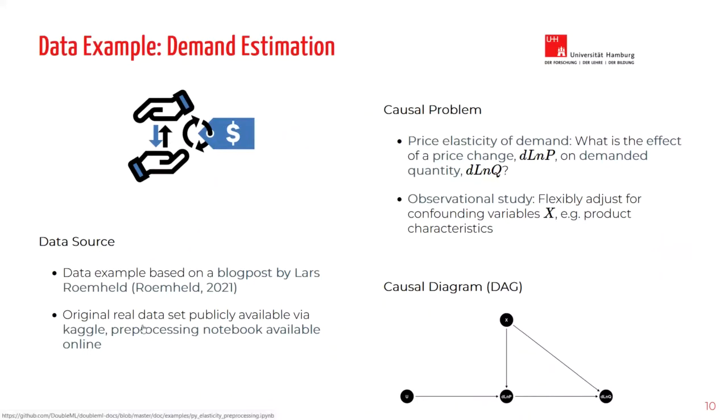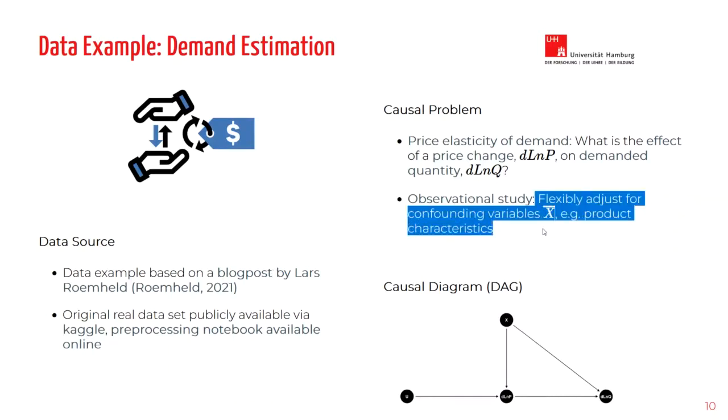And we will consider an example of demand estimation. Let's consider this causal problem: we want to estimate by how much the quantity of a particular product, or a bunch of products, changes in case the price changes. We use a real data set from an online retailer that was hosted on Kaggle. We reframe a blog post, which is online here. You can click on this and jump to the blog post. We just redo his analysis, or part of his analysis, based on our package.